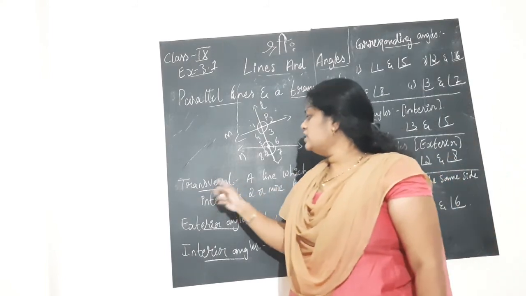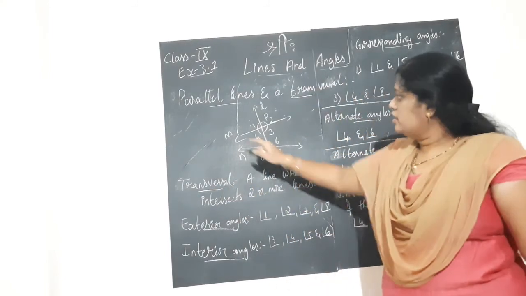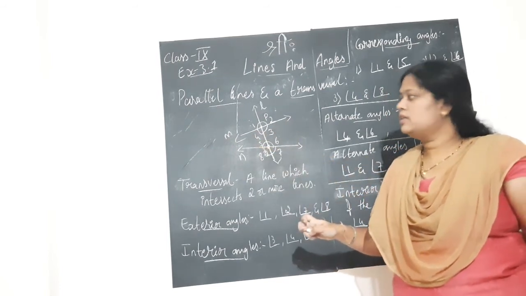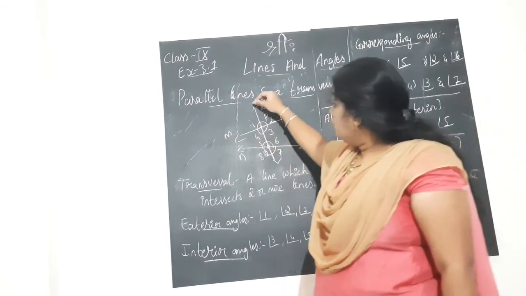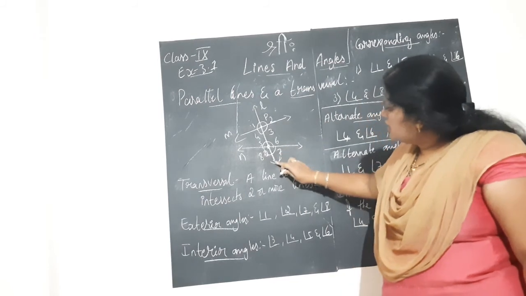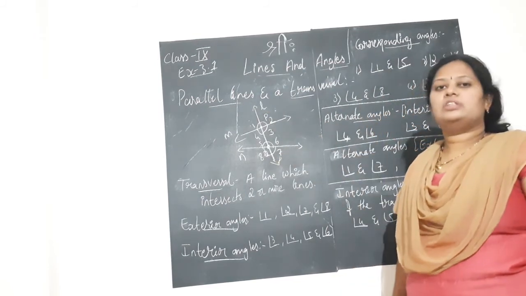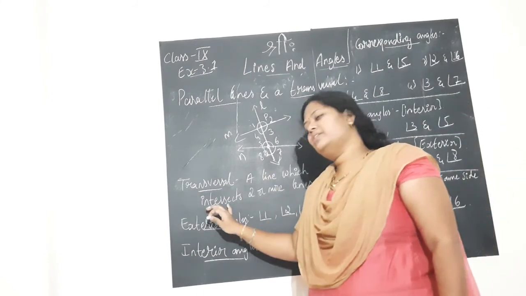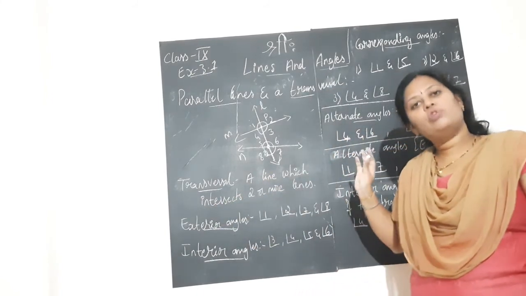Next, what is a transversal? Now children, these lines M and N are the parallel lines. So this line L is the transversal drawn to these lines. What does a transversal mean? A line which intersects two or more lines.